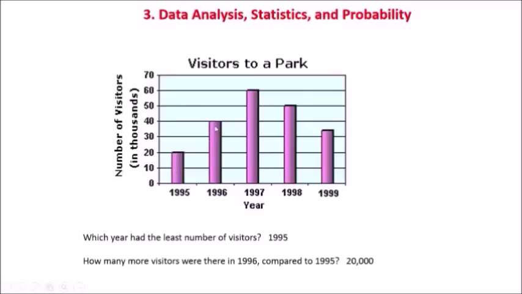Okay? So then if the question asks for the total number of visitors in all the years, then you can actually add up 20,000 plus 40,000 plus 60,000 plus 50,000 plus 35,000. You will be able to add those and say what is the total number of visitors in all the 5 years. Okay?